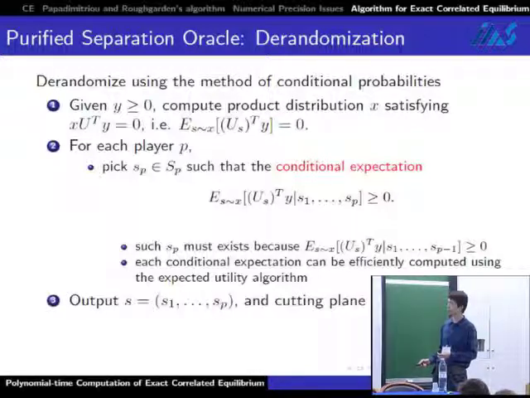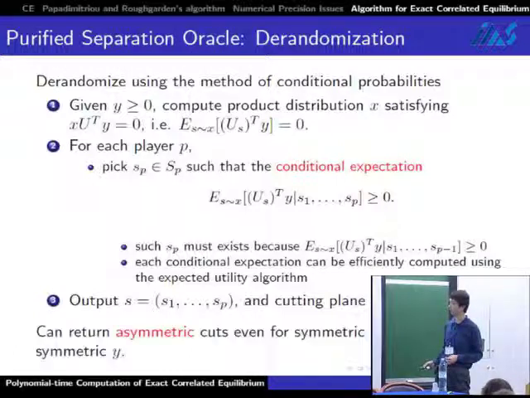So in the end, we go through every player and we have a pure strategy profile, and we output the corresponding cutting plane. So this entire algorithm can be shown to run in polynomial time.